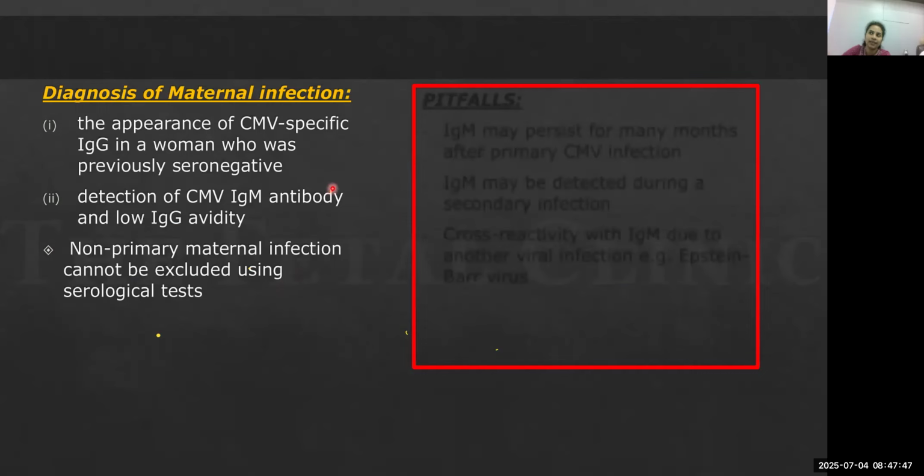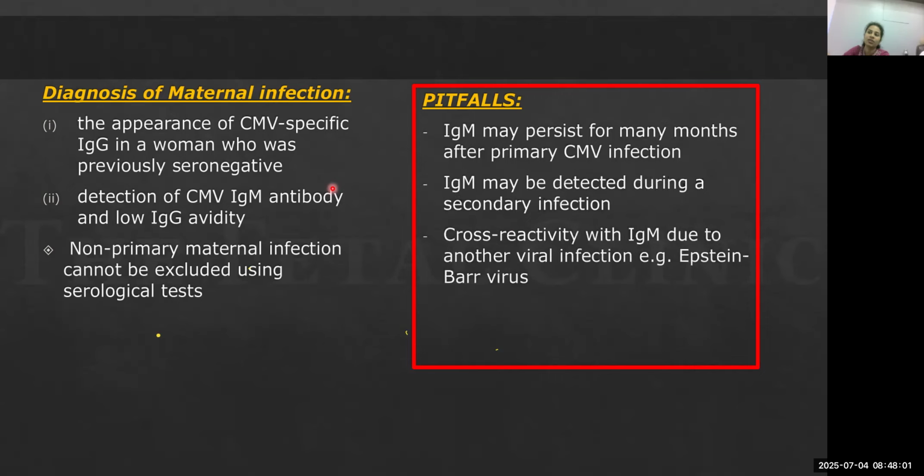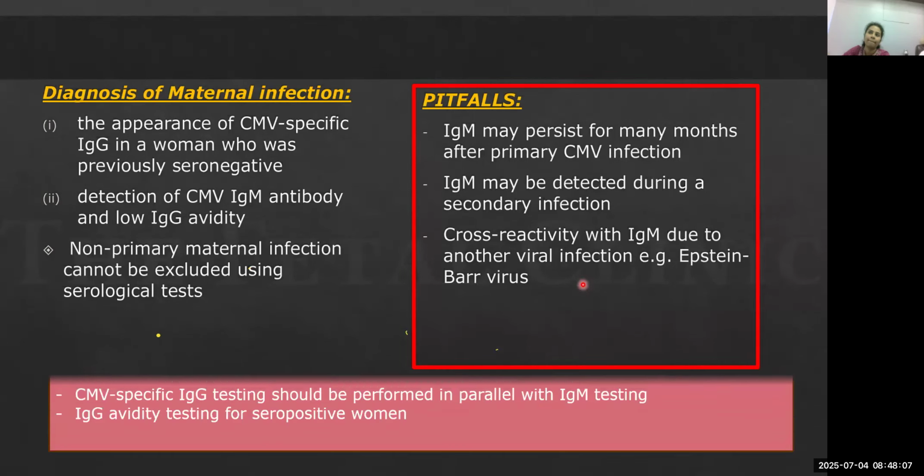So as we discussed, the pitfalls may be that the IgM may persist for many months after primary CMV infection, as in the IgM pattern B which we saw. IgM may be detected even during a secondary infection. And there's reactivity due to other viral infections like EBV. So, correct. That's what I wanted to say.